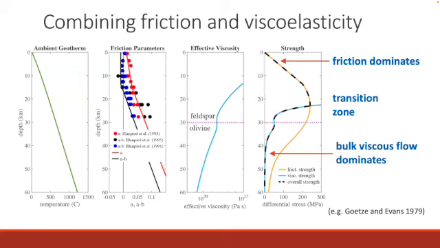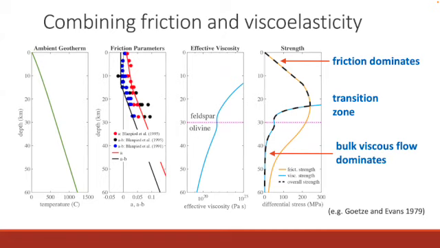The far right figure shows the strength of the frictional fault in yellow and the strength of the off-fault material in blue. The viscous strength of the off-fault material is very high in the uppermost crust, where the viscosity is high, and is very low at depth where the viscosity is low.